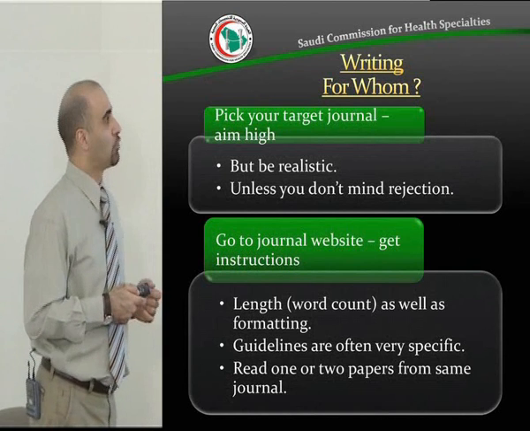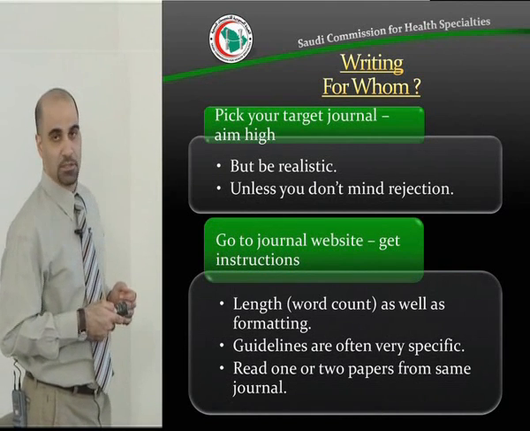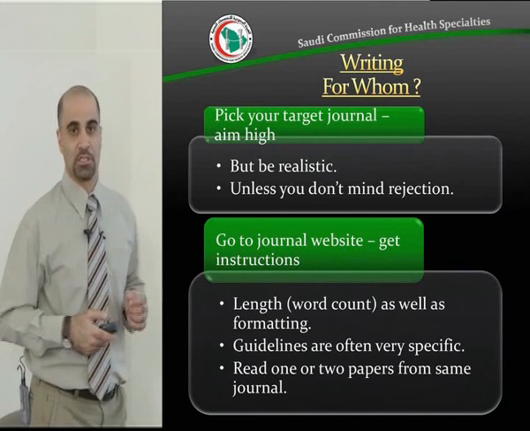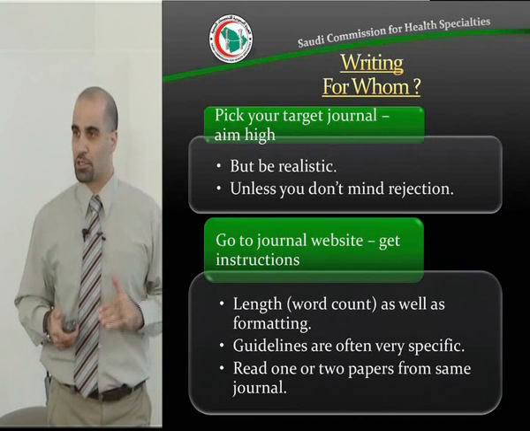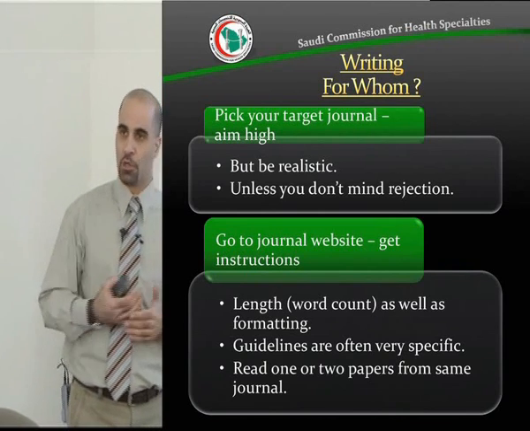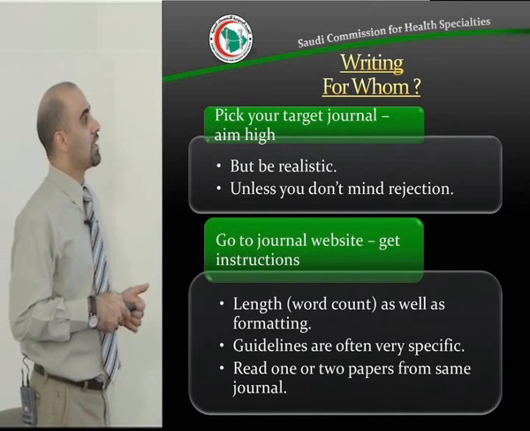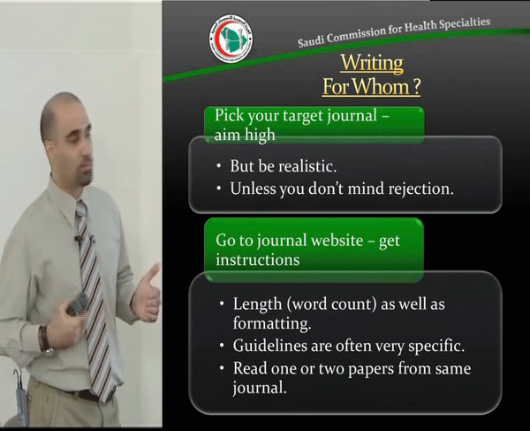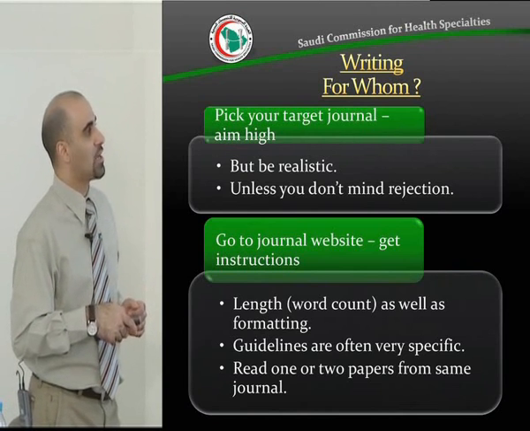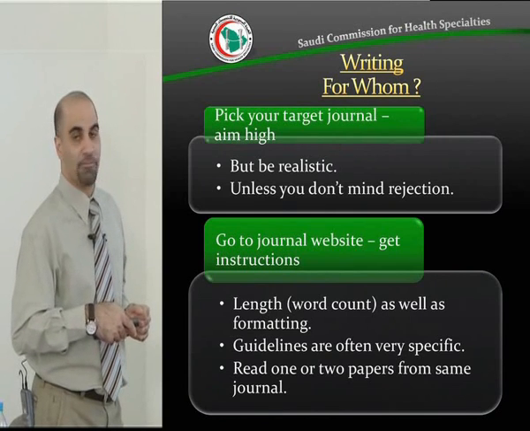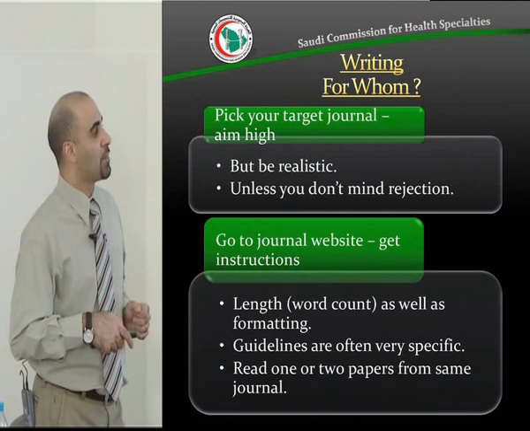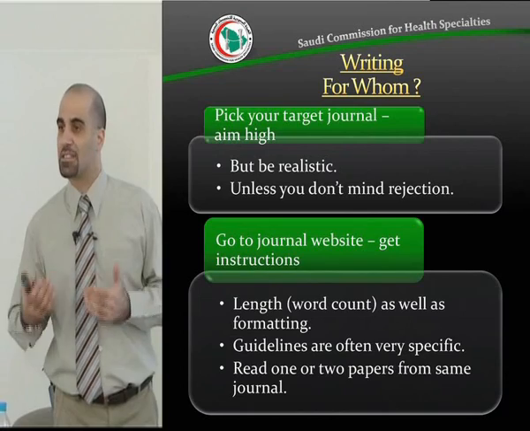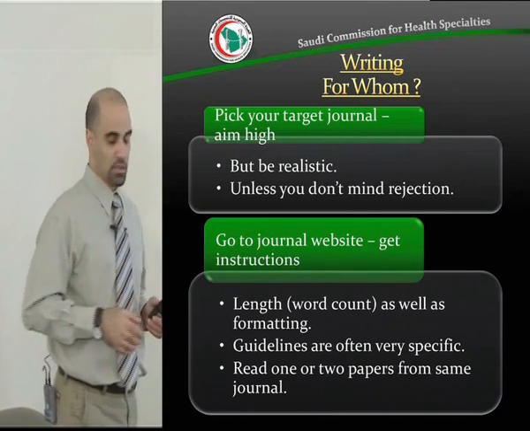So after you pick your journal, go to the journal website. Each journal now has a website on the internet, and get the instructions. Each journal has a set of instructions to the authors. So you as an author, you have to get these instructions and you have to stick with the length. They tell you how long they expect the paper to be. So you have to stick with the length as well as the format. Guidelines are often very specific. Read 1 or 2 papers from the same journal to make sure that your preparation of the paper is going to be consistent with the journal requirements.